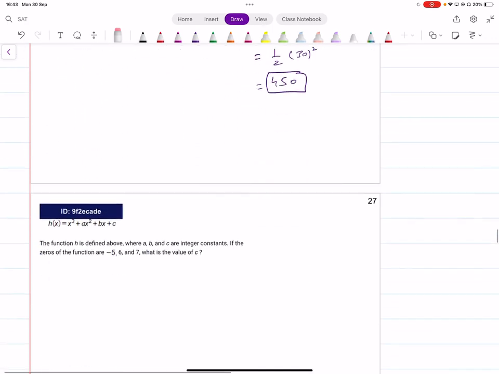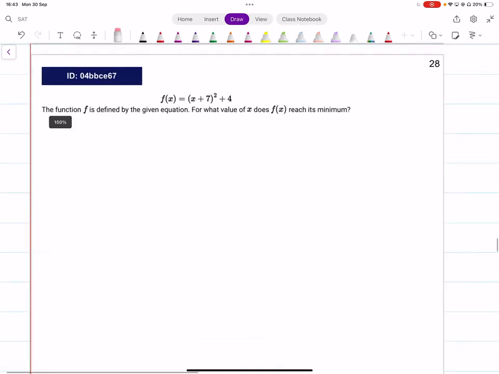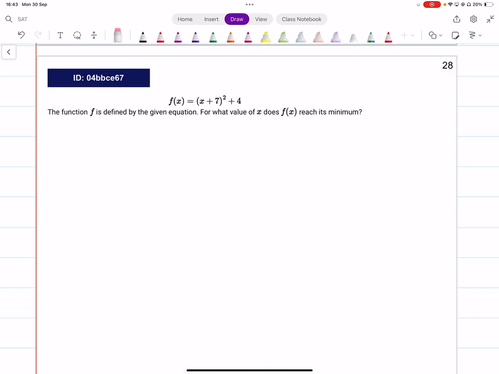The next one is 28. f of x equals (x plus 7) whole square plus 4. For what value of x does f of x reach its minimum? Why was this asked? a times (x minus h) whole square plus k. How do you find the turning point? Just flip the sign of this number. That's minus 7.